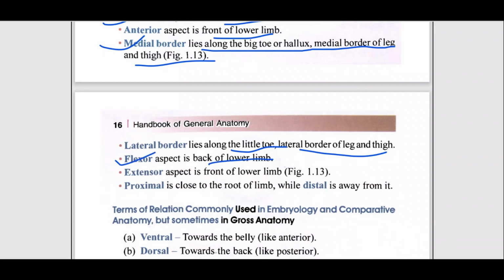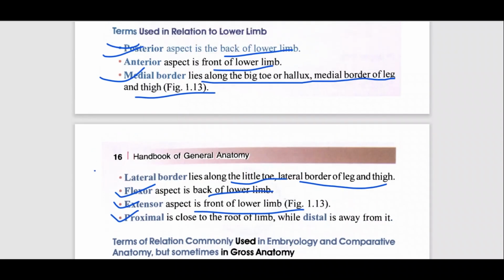Flexor is the back of lower limb. यहाँ पे एक exception है और इसकी भी basic use आ सकती है. However, extensor is the front of lower limb. Proximal is close to the root of limb, while distal is away from limb. Flexor is the back of lower limb.